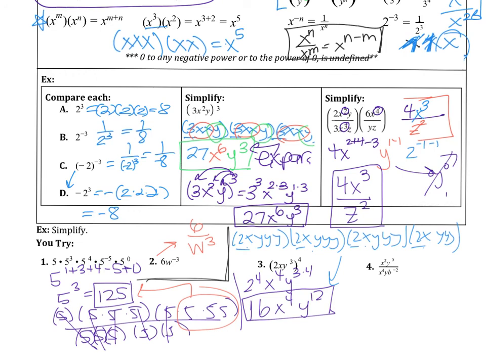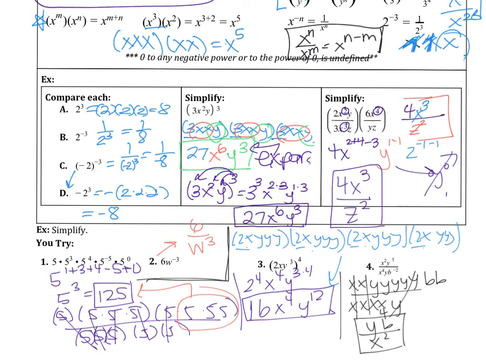Similarly, on number 4, you could expand it out. X times x, 1, 2, 3, 4, 5 y's over 1, 2, 3, 4 x's, 1 y, and that b to the negative 2 means that those 2 b's are going to go to the numerator, and then I can simplify anything that simplifies. That's going to leave me with y to the 4th over x squared, and there's also going to be a b in the numerator.